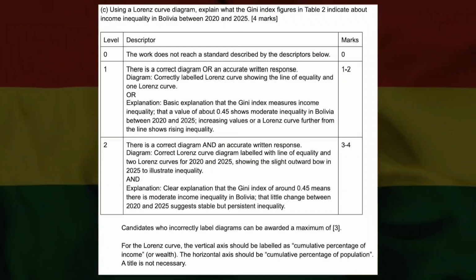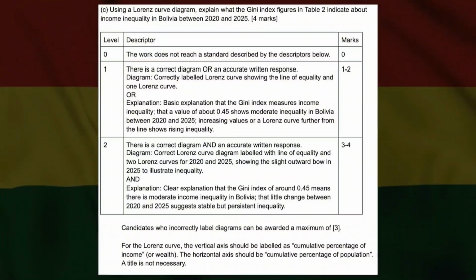Level 1. There is the correct diagram or an accurate written response. Diagram: correctly labeled Lorenz curve showing the line of equality and 1 Lorenz curve. Or explanation: basic explanation that the Gini index measures income inequality, that a value of about 0.45 shows moderate inequality in Bolivia between 2020 and 2025. Increasing values or a Lorenz curve further from the line shows rising inequality. 1 to 2 marks.